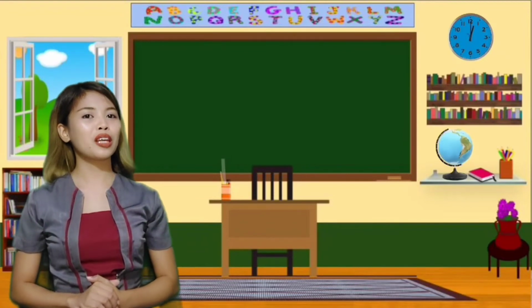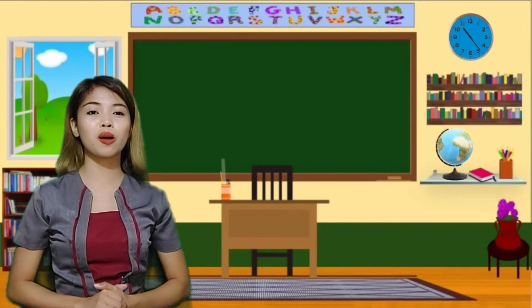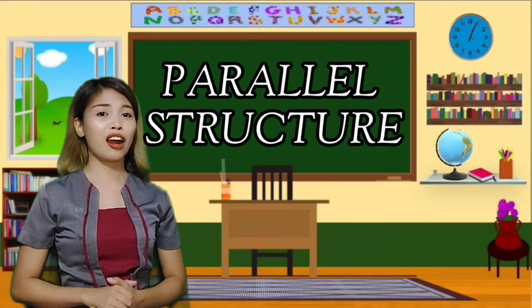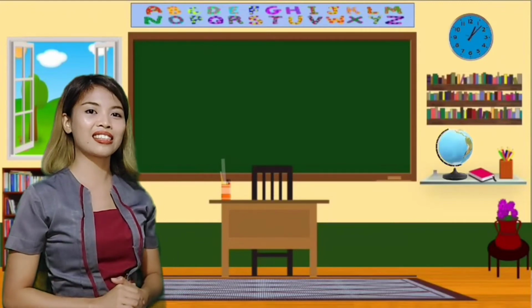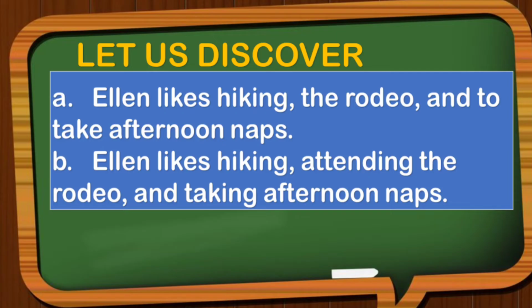So now, our topic today is all about the use of parallel structure. Are you familiar with parallel structure? So first, let us analyze these sentences. Let us discover. For the letter A, Ellen likes hiking, the rodeo, and to take afternoon naps. For the sentence letter B, Ellen likes hiking, attending the rodeo, and taking afternoon naps. Now, what have you observed about the following sentences?